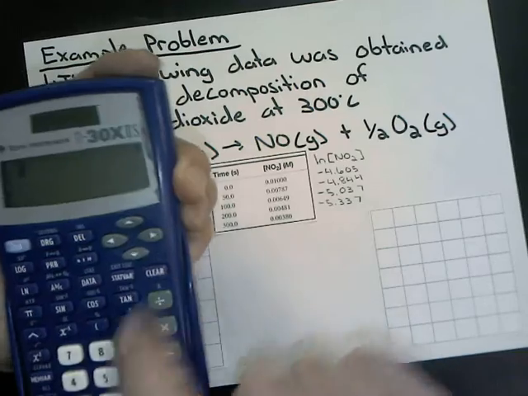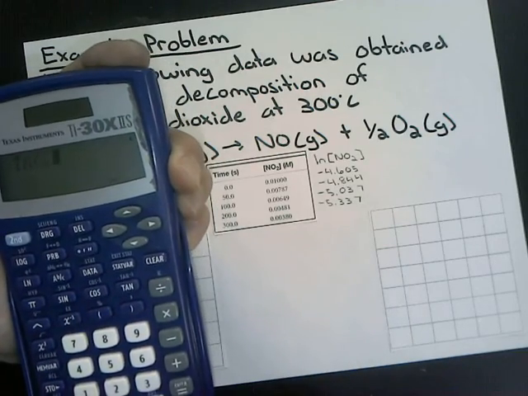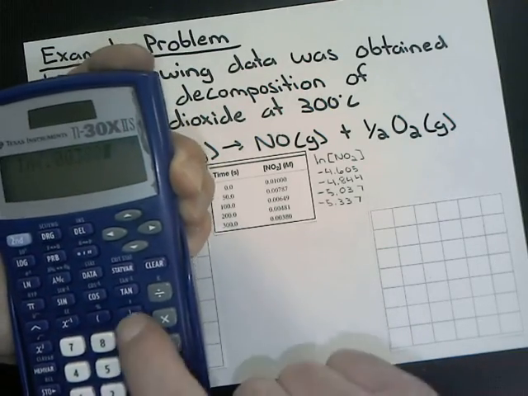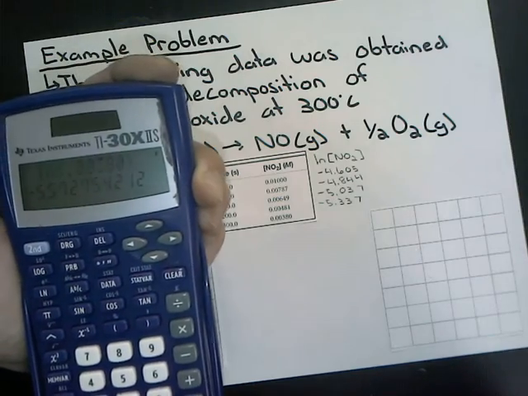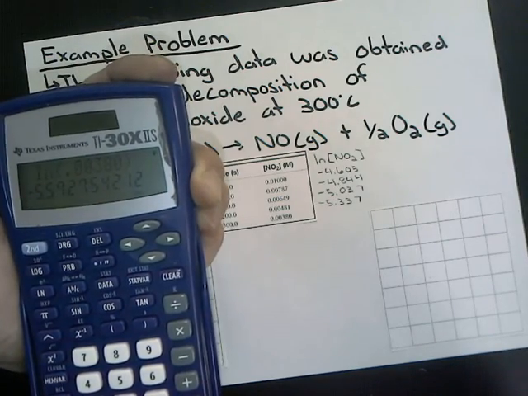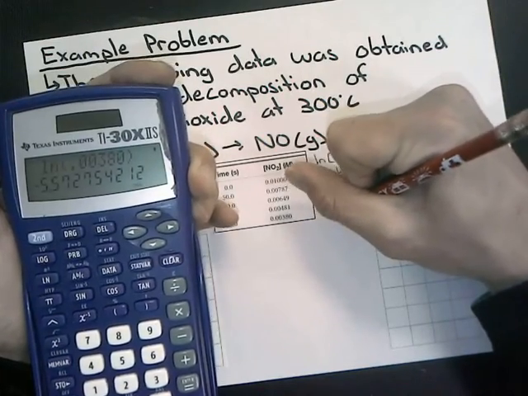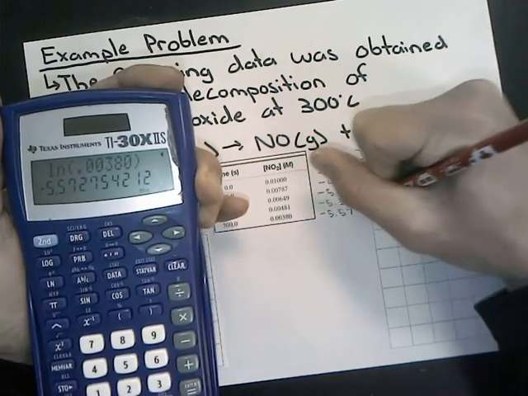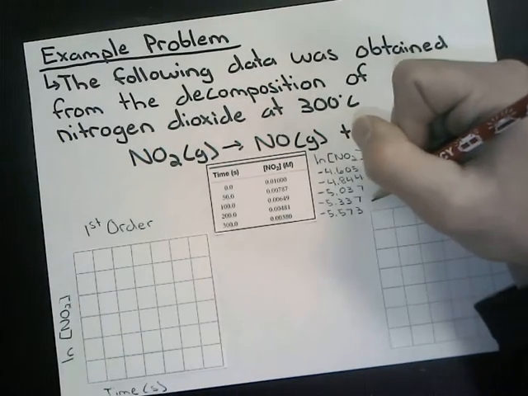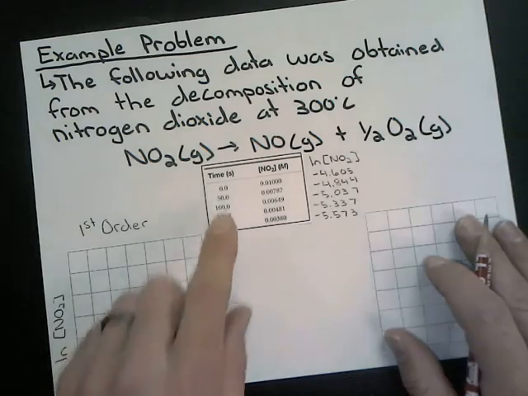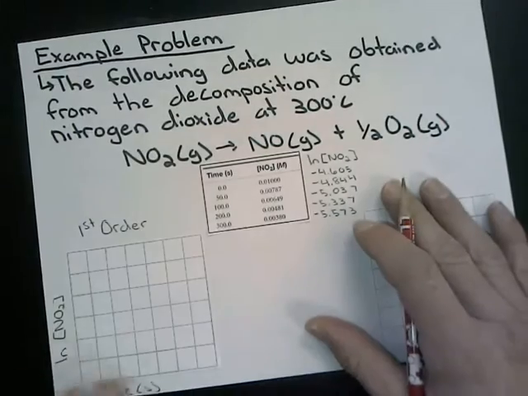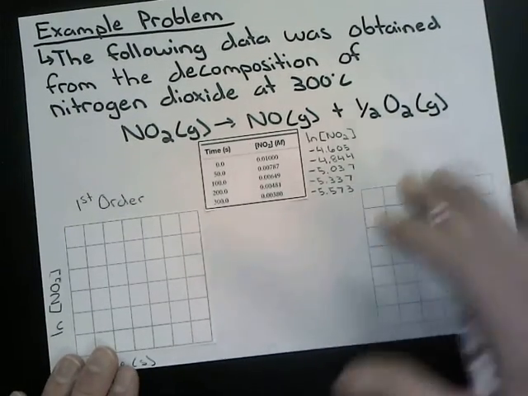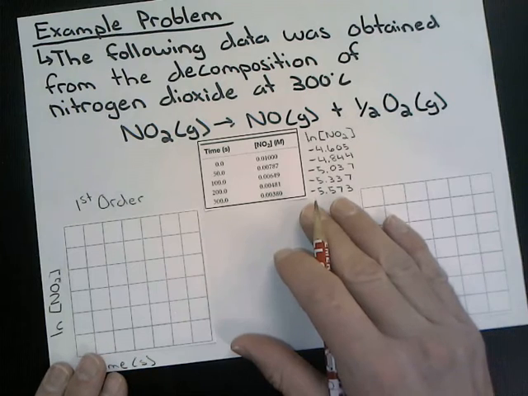And then I'm going to do the natural log of 0.00380. Okay, and I get a value of negative 5.573. Now what I'm going to do is I'm going to graph. These are going to be my data points that I put on this graph. But before I get to that point, I want to talk about units.